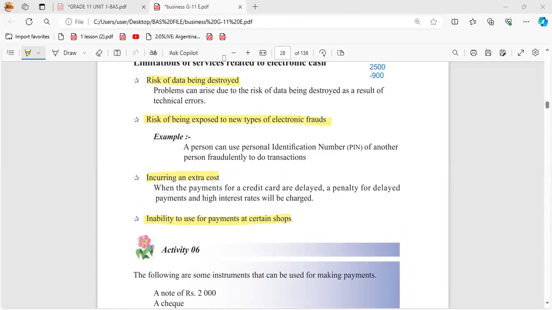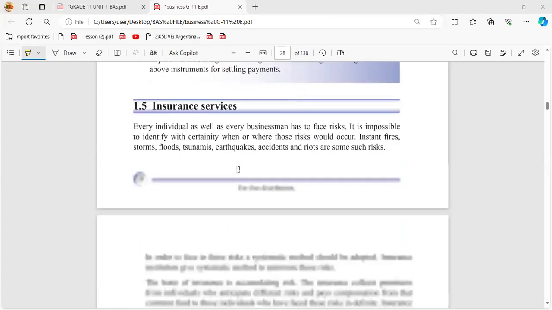You can't use it everywhere; there is a limit. In Napico Super Center, in Food Cities and certain places you can use it, but anyway, you can't use it everywhere. If you go by bus, you can't pay using electronic cash. No, you must have money in your hand. You will understand. Therefore, there is an inability to use for payments at certain shops. Am I clear? These are the disadvantages.